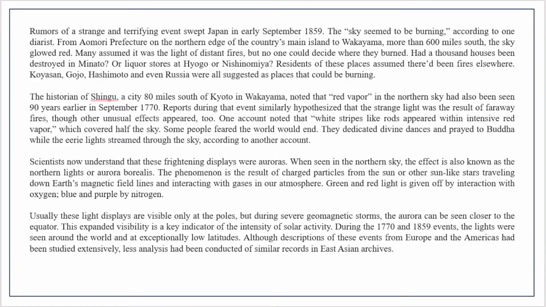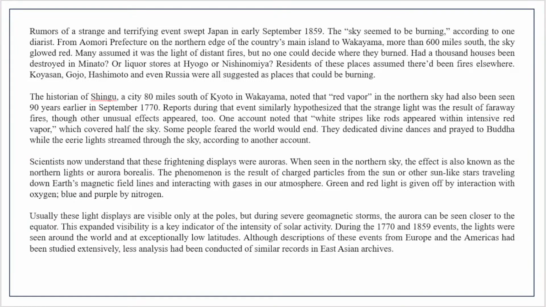Scientists now understand that these frightening displays were auroras. Now, scientifically, when the research was conducted, in today's time, we know that those phenomena were nothing but auroras. When seen in the northern sky, the effect is also known as the northern lights or aurora borealis. So, the same phenomenon when it is seen near the north pole, near northern skies, is called aurora borealis.